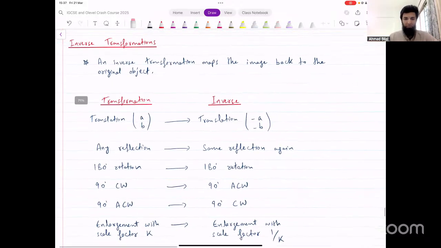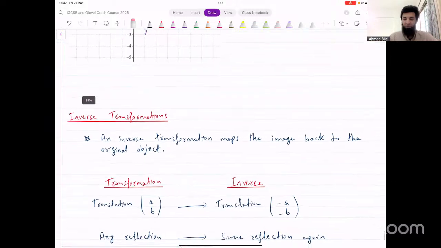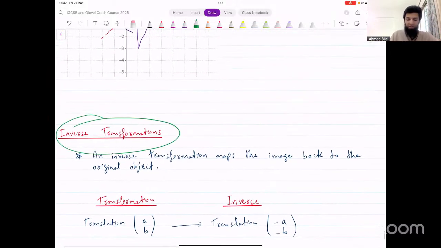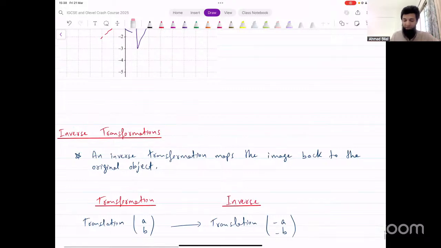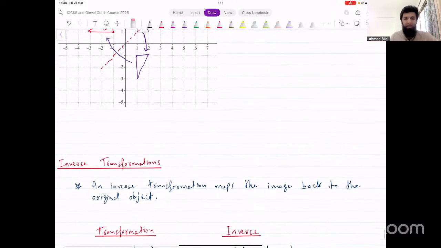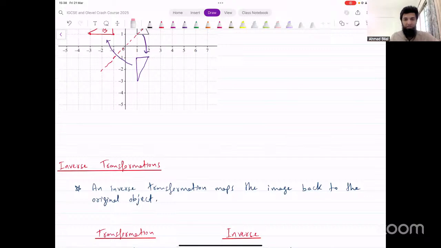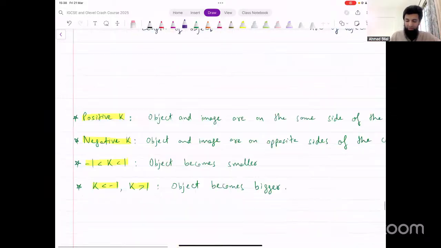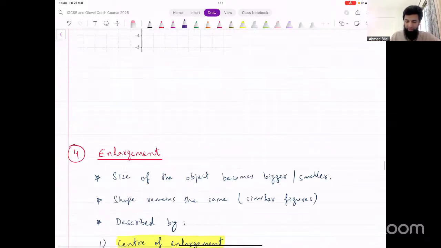The last thing before we start past paper questions, sometimes you will also see inverse transformations. Now, what are inverse transformations? An inverse transformation is what will map the image back to the original object. Okay. For instance, let's take an example that we have done before.